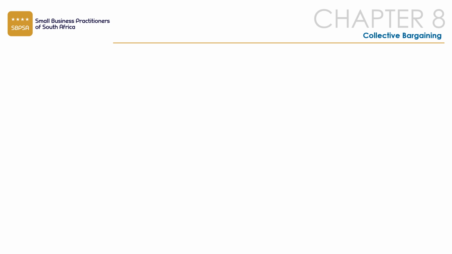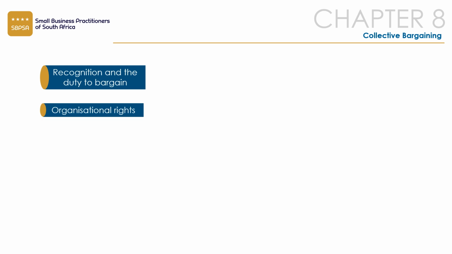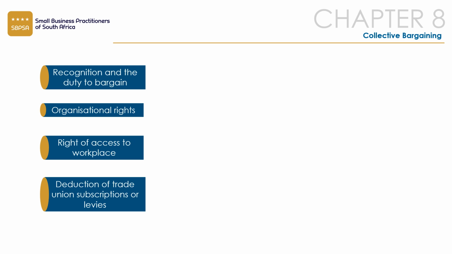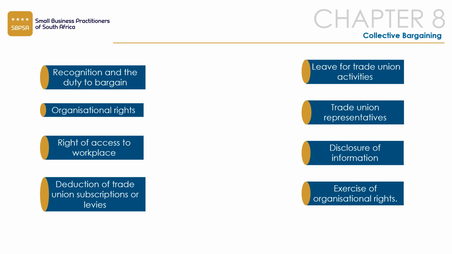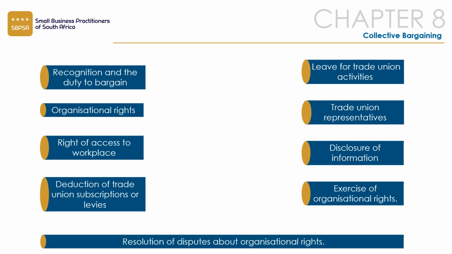Here comes Chapter 8 to explore collective bargaining within the labor law sphere. In this chapter, we will simply cover the following topics: recognition and the duty to bargain, organizational rights, right of access to workplace, deduction of trade union subscriptions or levies, leave for trade union activities, trade union representatives, disclosure of information, exercise of organizational rights, resolution of disputes about organizational rights.